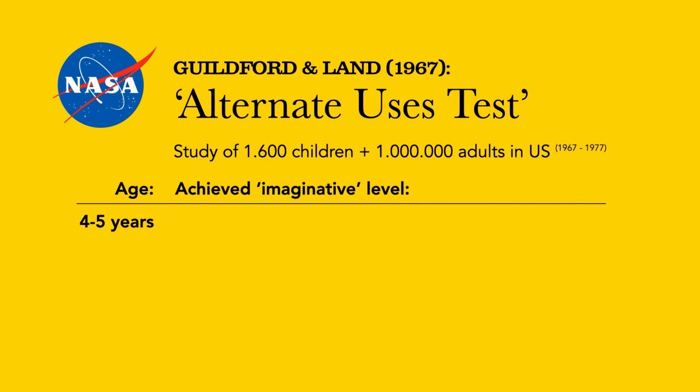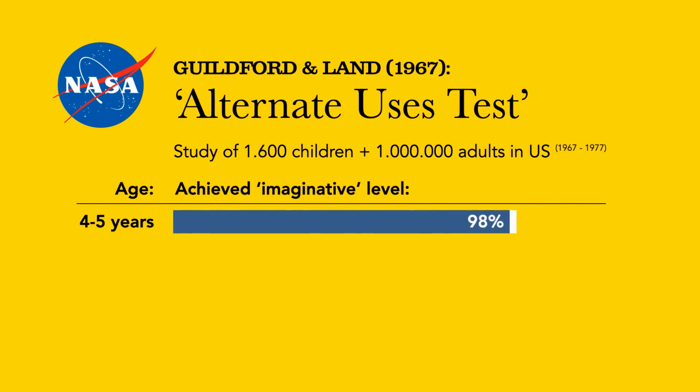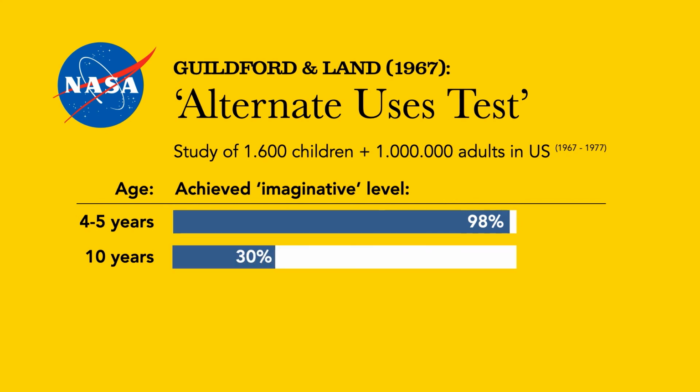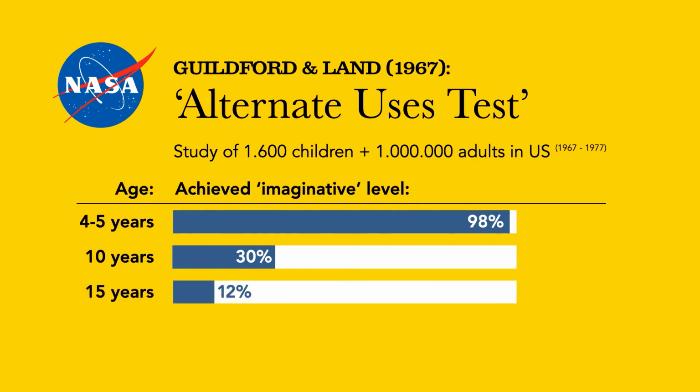And we're going to look at how many achieve the imaginative level, I mean, the level with high scores in this test. In the age between 4 and 5 years, up to 98% of the children achieve the imaginative level. If you then look at the 10-year-olds, the number dropped to 30%. And then they did a study again on children who were 15 years of age, and it dropped down to 12%.